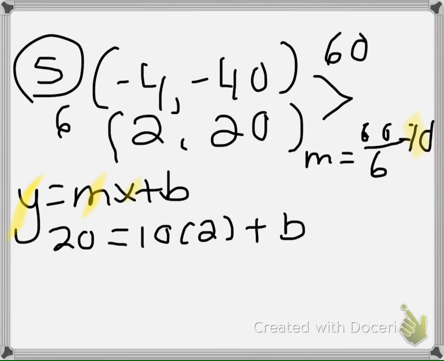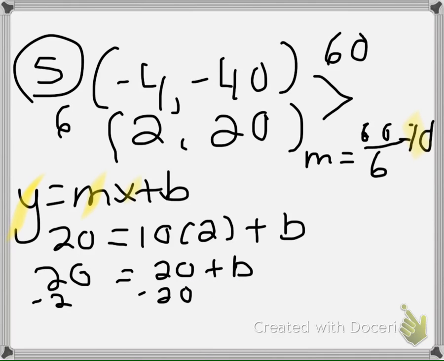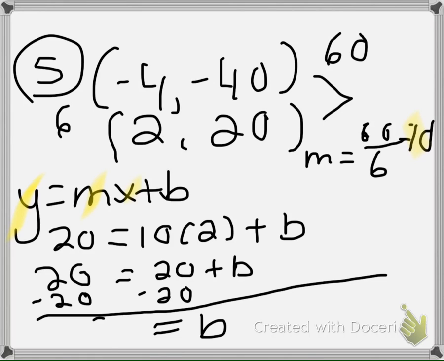I have to simplify by multiplying these two. It's going to give me a 20. And to get rid of the 20, I have to subtract 20 so I can have b by itself. Minus 20 minus 20. B equals 0. Another proportional equation. And this one is y equals 10x. Done.